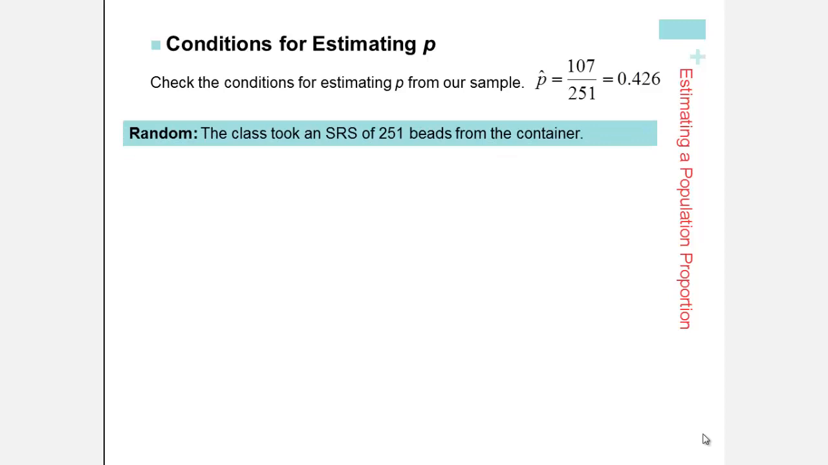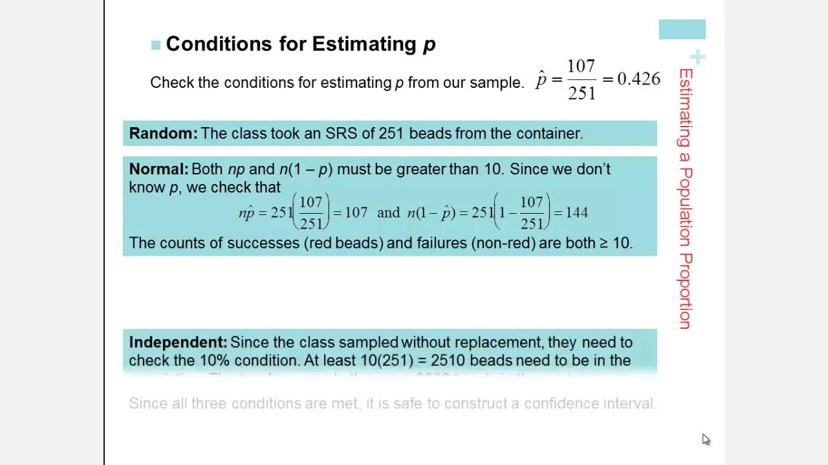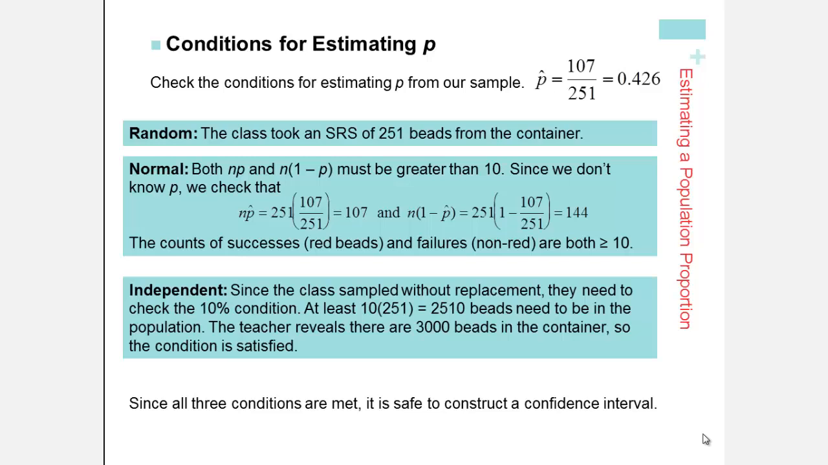Our first condition that must be met is that it needs to be random. Since we took a simple random sample of 251 beads by stirring the beads in the container, this is met. Checking the normal condition, checking n times p hat and n times 1 minus p hat, you get 107 and 144, which are both greater than or equal to 10. To check independence, 10 times the number in the sample ends up being 2,510 beads. Since I told you there were 3,000 beads in the container, our 10% condition is met as well for independence. Since all three conditions are met, it is safe to construct a confidence interval.